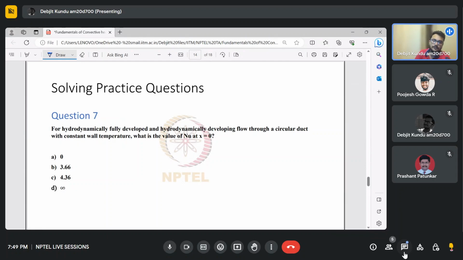Sorry. So we'll move on to question number 7 of today's session, which is asking us that for a hydrodynamically fully developed and thermally developing flow through a circular duct with constant wall temperature, what is the value of Nusselt number at x equal to 0? Is it option A 0? Is it option B 3.66? Is it option C 4.36? Or is it option D infinity?